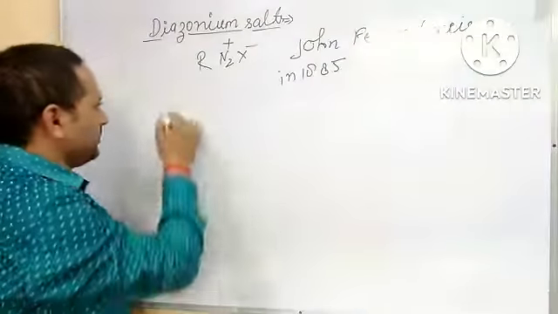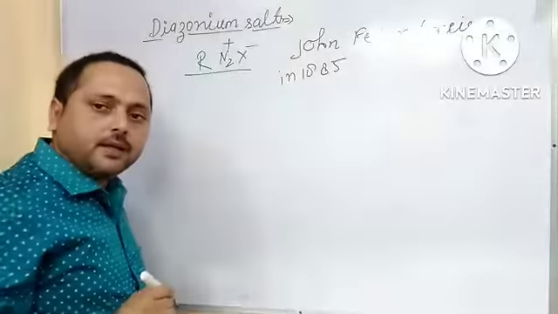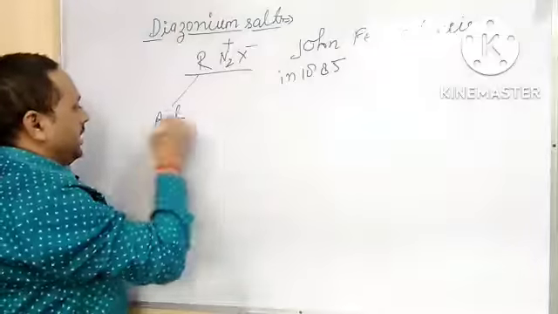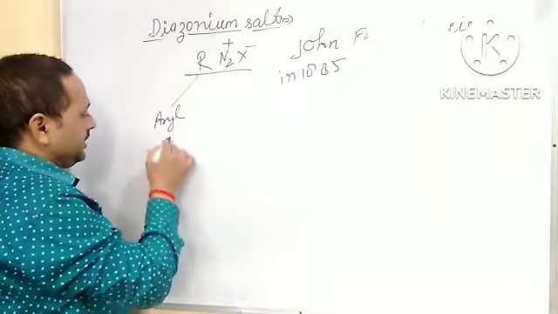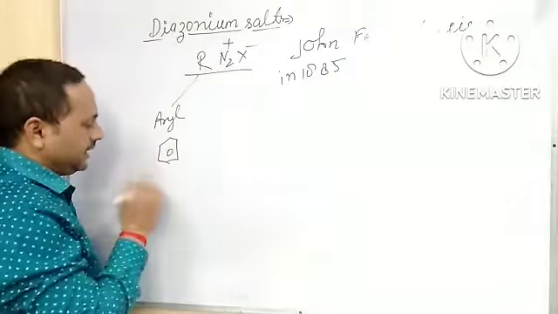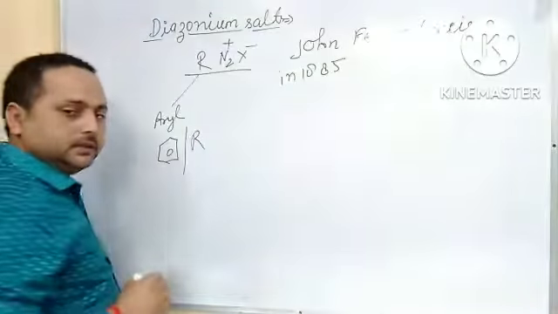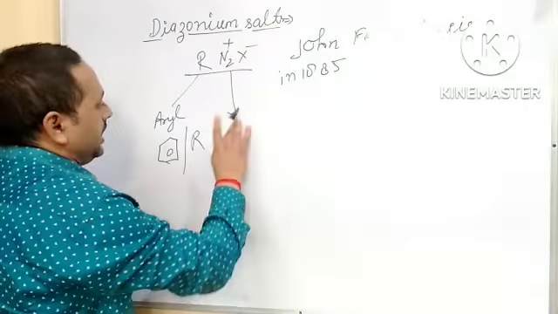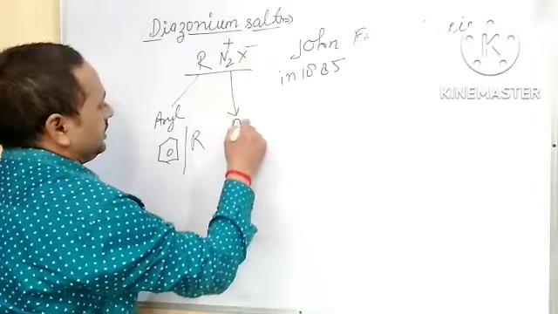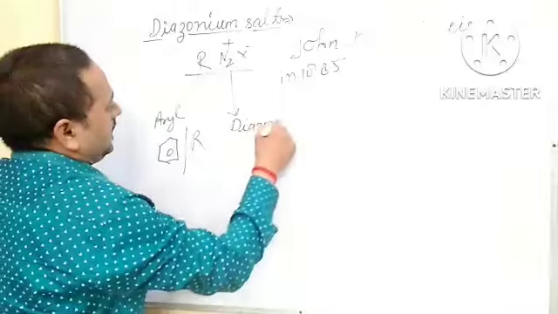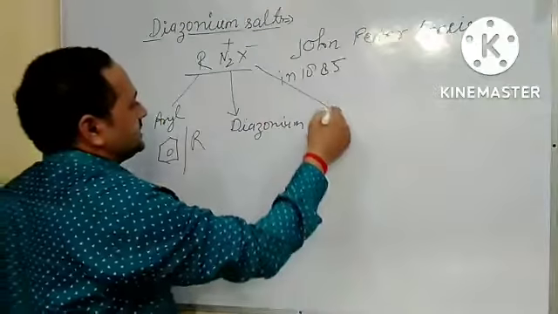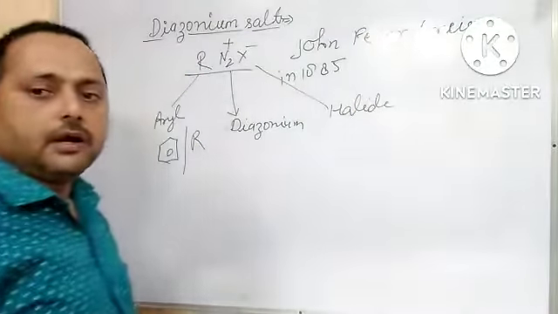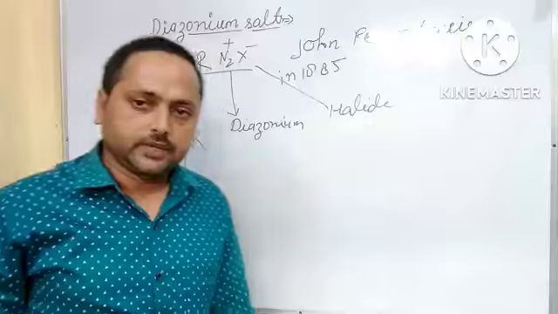So let us see the general representation of diazonium salt here. So it may be aryl, meaning maybe a benzene ring like this, or alkyl. Both may be there, and this is diazonium, and that is halide. How will you write the name here?